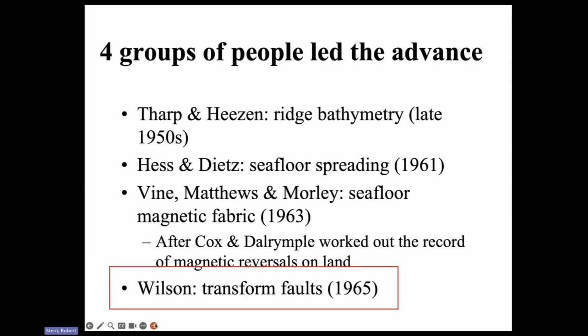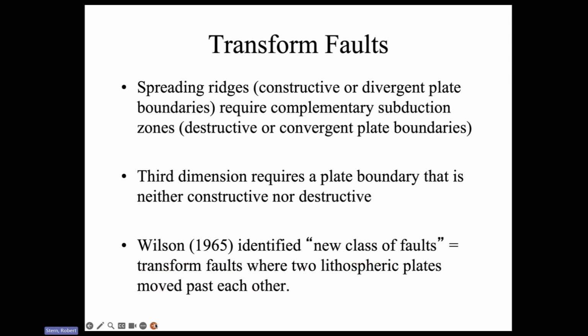And then finally, Wilson came up with transform faults, the idea of 1965. So transform faults are required because spreading ridges are constructive or divergent plate boundaries, which require complementary subduction zones, destructive or convergent plate boundaries. And the third dimension requires a plate boundary that's neither constructive nor destructive. And Wilson, 1965, identified a new class of faults, which are transform faults, where two lithospheric plates move past each other.